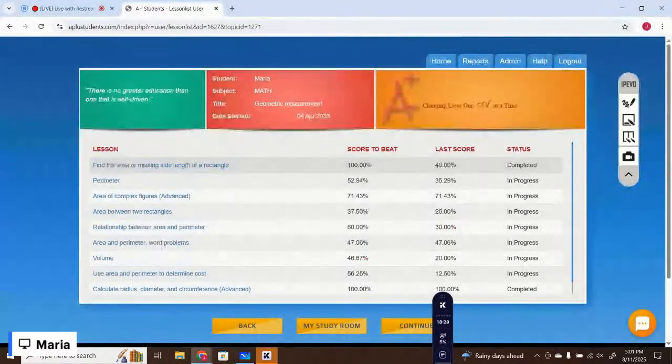Here I am on grade 4 math. Let's just start with the lesson. Find the area missing side length of a rectangle.